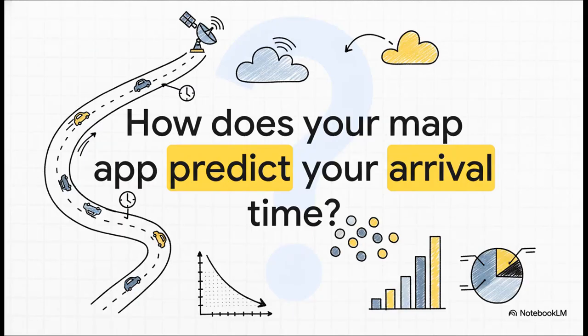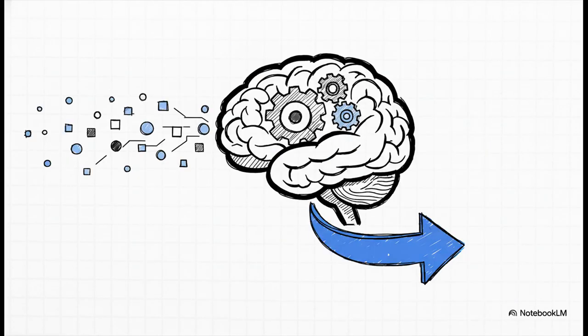Okay, think about this. You punch a destination into your map app, and it spits out an arrival time. And what's crazy is it's usually spot on. How does it do that? It's not just looking at the speed limit, right? There's something much, much smarter going on. Well, here's the secret. The app, or rather the model behind it, has learned how to do this.